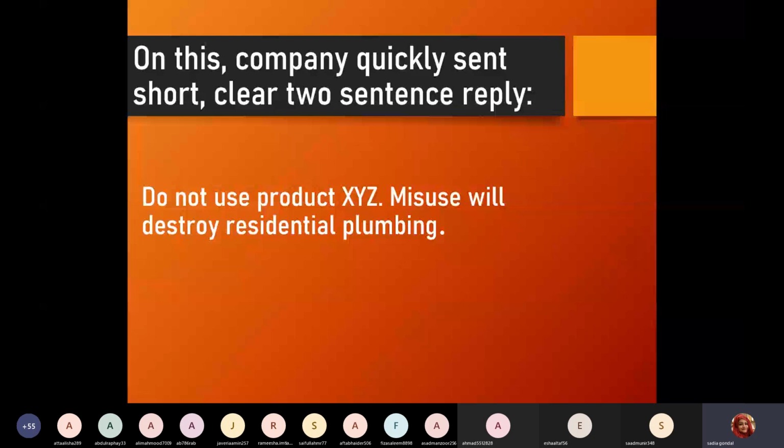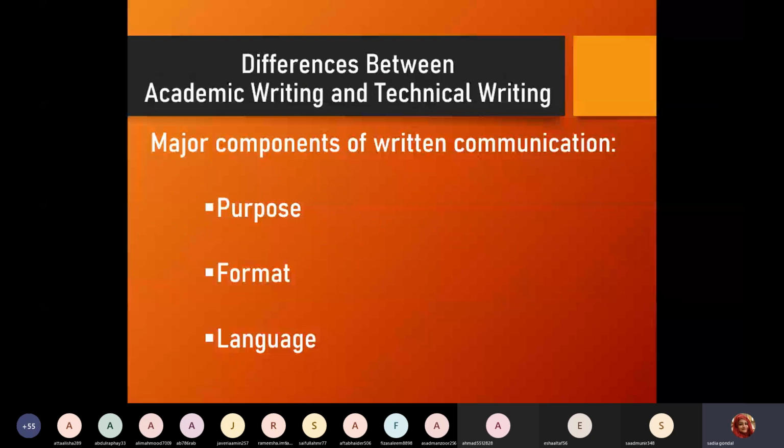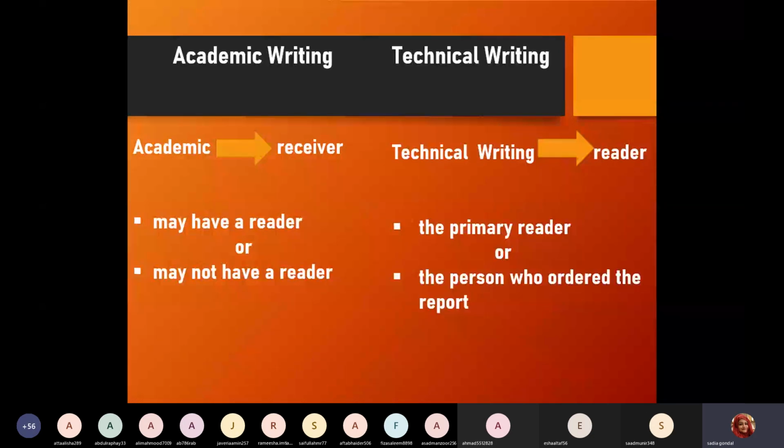So you can also say that sometimes we misunderstand what and how we should be communicating with the other person. It's important to understand what kind of audience you're talking to. Only then will you be able to generate an effective technical writing document. Now, there are some main differences between academic writing and technical writing, and those main differences are related to purpose, format, and language. These are the three areas that you will be focusing upon when you're producing your technical document. Academic writing is meant to be received by the receiver, but I'd say there's an important aspect to that.